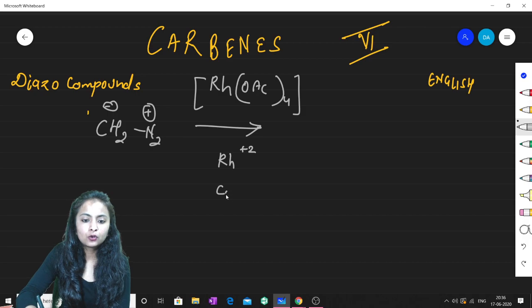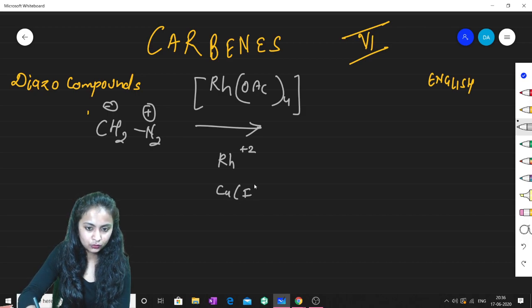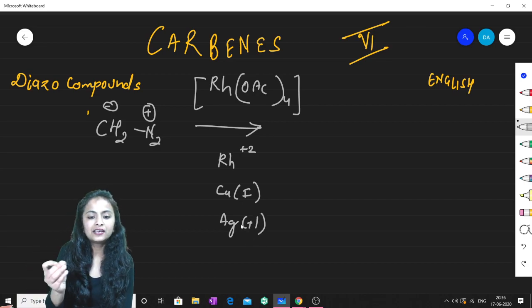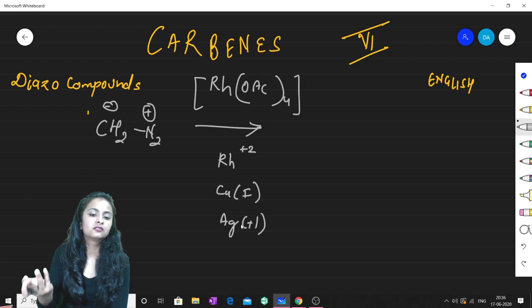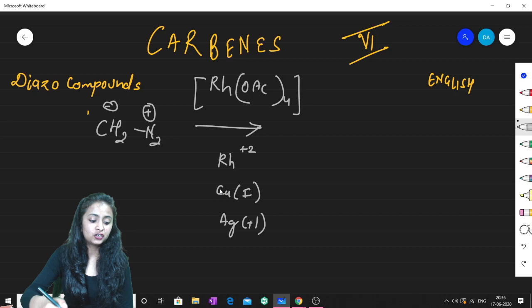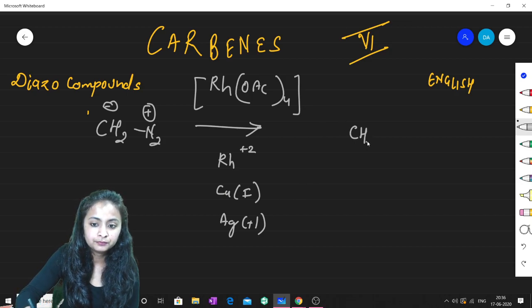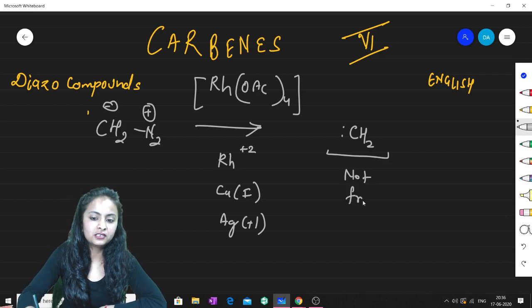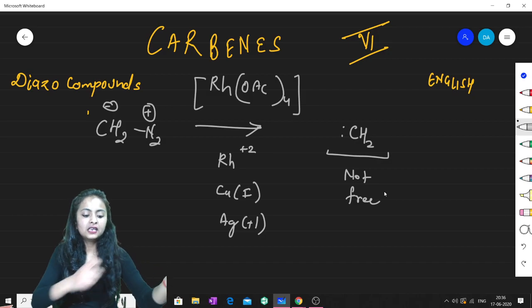You can even use copper in +1 state also. You can also take silver in +1 state. All will be doing the same work. I'm not saying that you take, it depends on the question paper, which reagent they have used. So these metallic species prepare carbenes, and the noteworthy point is that these carbenes are not free at all. They are not free.